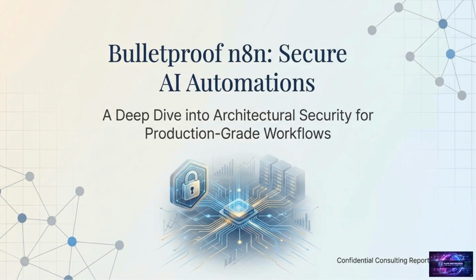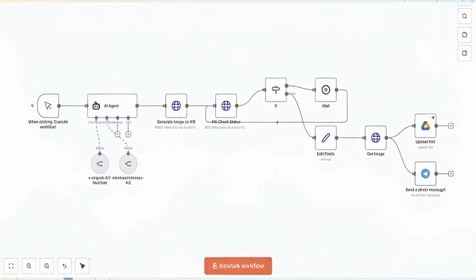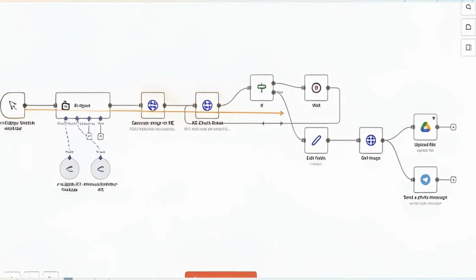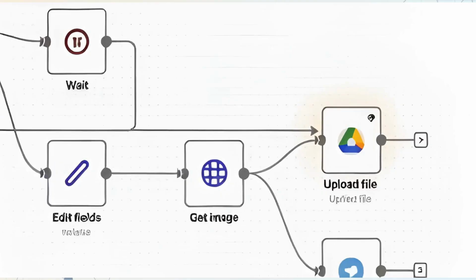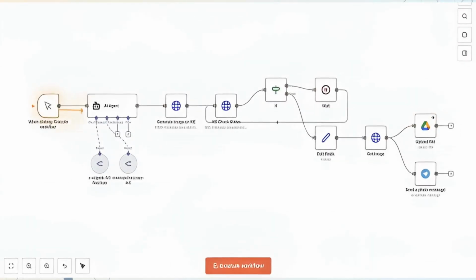Stop me if you've heard this one before. You watch a 20-minute tutorial on YouTube about building an AI automation agency. The host is charismatic, the logic seems sound, and the promise is incredible. Build a lead generation bot, a customer support agent, or a content generator in minutes using N8N.